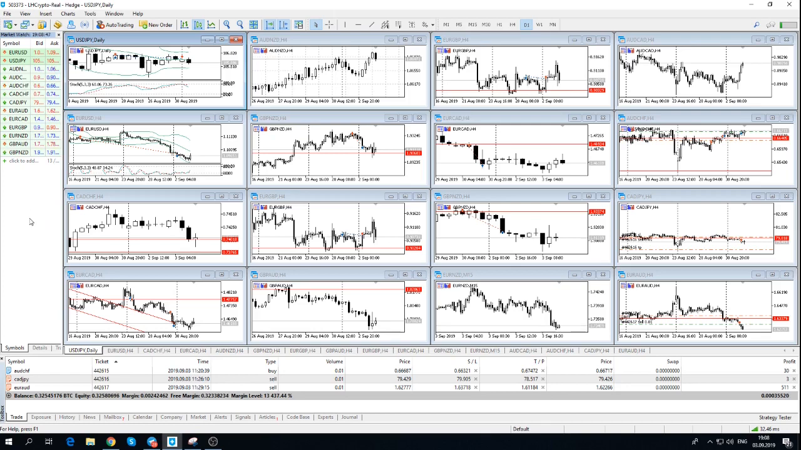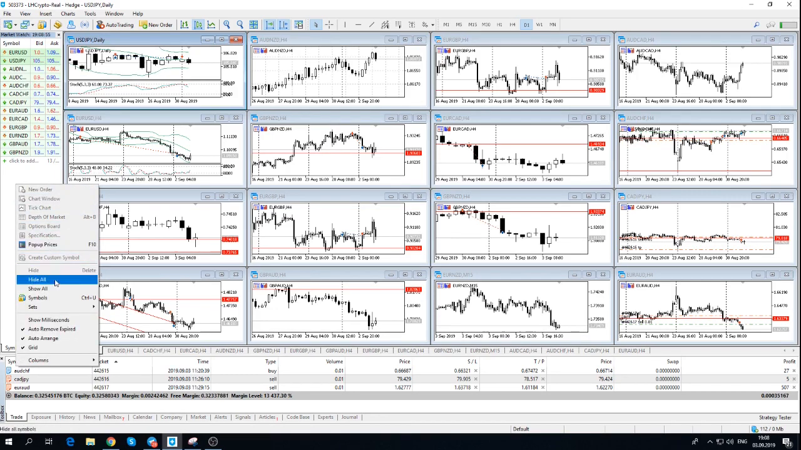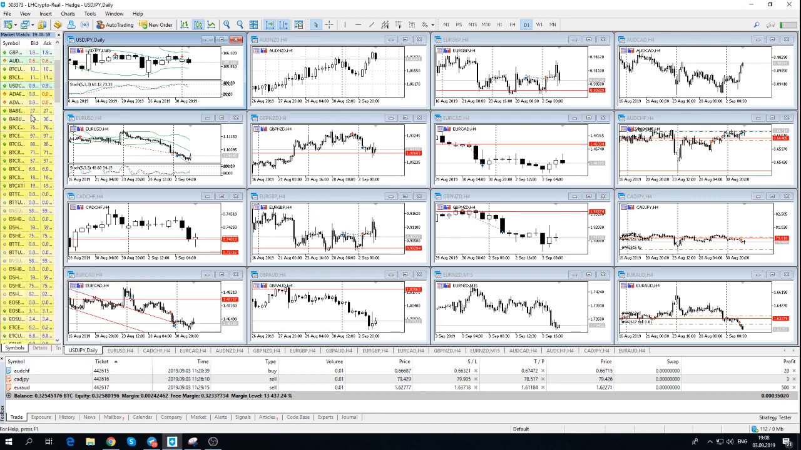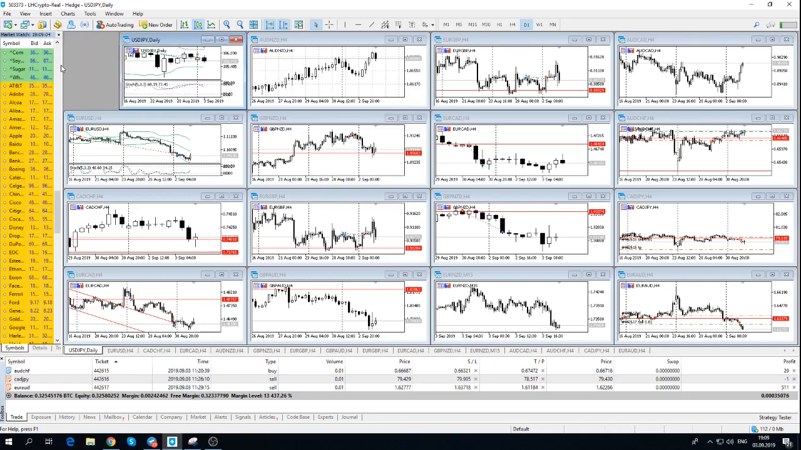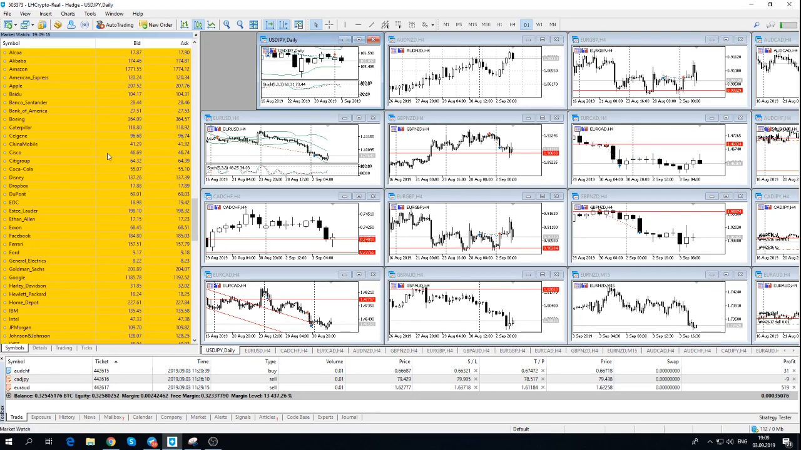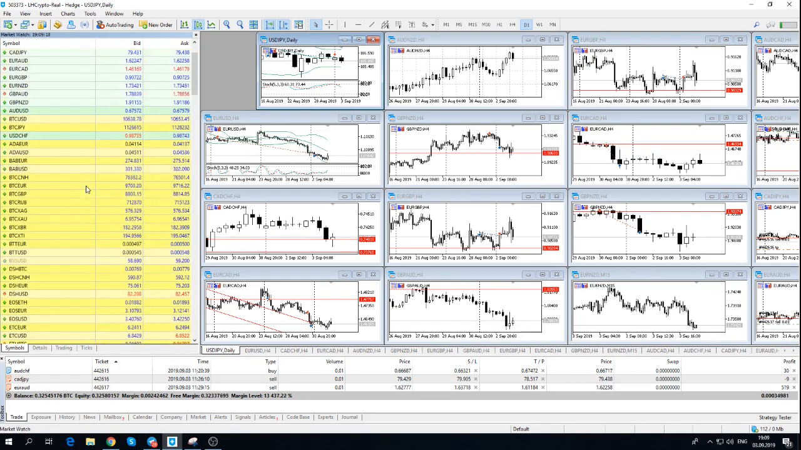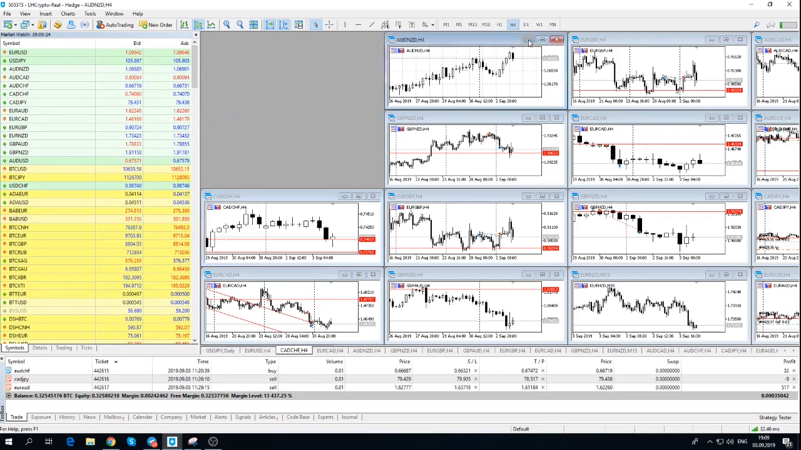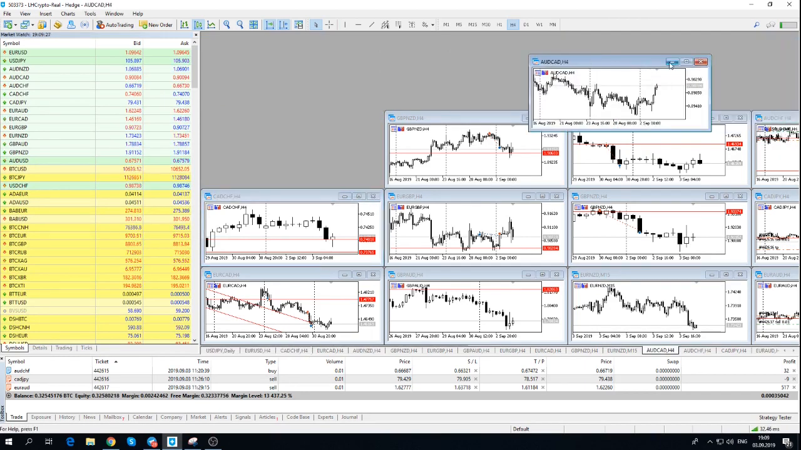To get all of those instruments, right-click in any part of that window and click Show All, and you can see all the currencies you can get. You can make that window much bigger for understanding. You can see here stocks, currencies, cryptocurrencies. So that's all. Very easy step for choosing the chart.